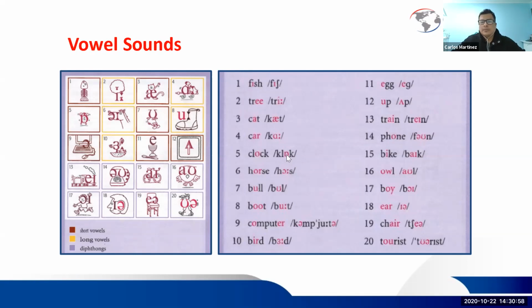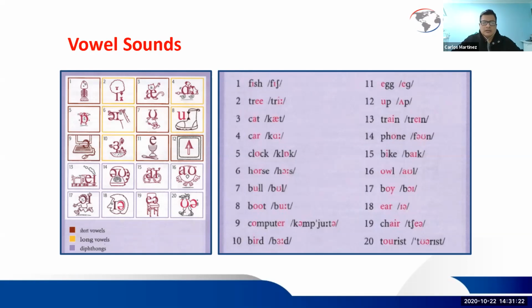Okay, so notice how these are the 20 vowel sounds in the English language. If you can learn how to pronounce each of these 20 sounds, then you are halfway through being able to pronounce all the sounds, which are only 44. So we have 20 vowel sounds: 12 vowel sounds and 8 diphthongs.